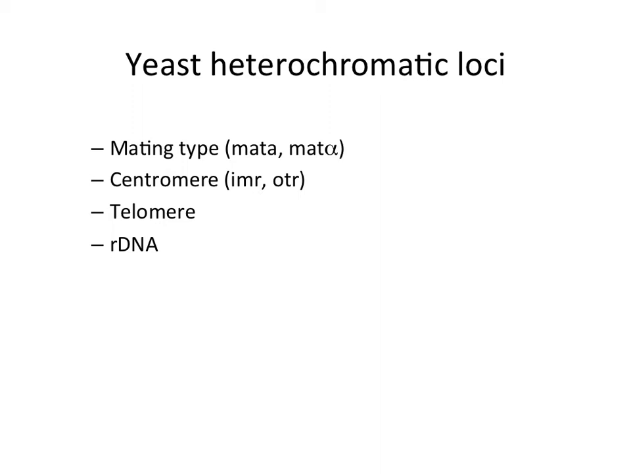Those are mating type loci, not surprisingly, because most organisms do this. The centromere is almost always heterochromatic, no matter which species you look at. Telomeres, same thing. Functional DNA, not DNA that contains genes. Telomeres are just there to protect the ends of our chromosomes. They're usually heterochromatic. And also ribosomal DNA loci, which is kind of a strange story.